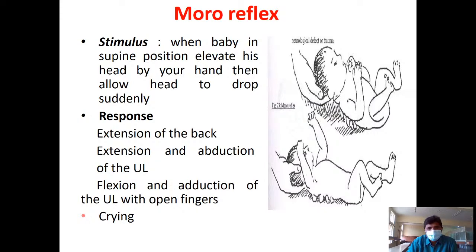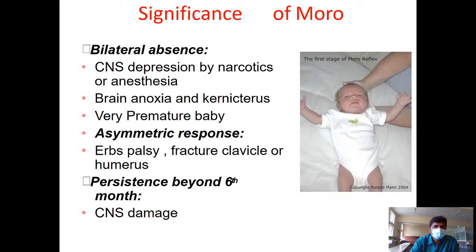So initially you'll see extension of the back, extension and abduction of the upper limb, then flexion and adduction of the upper limb with opening of the fingers and crying. So this is the usual response of a Moro's reflex. So what is the significance of Moro's?